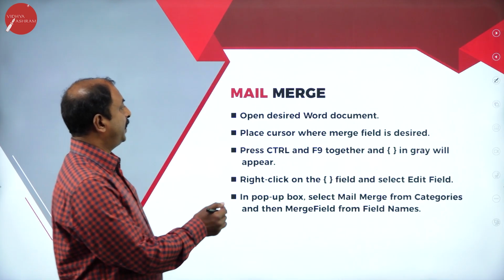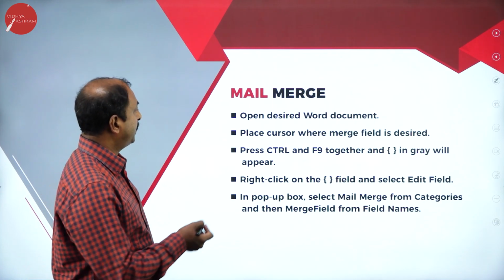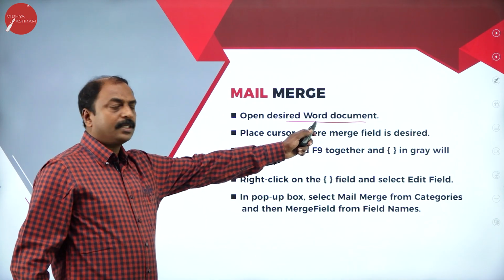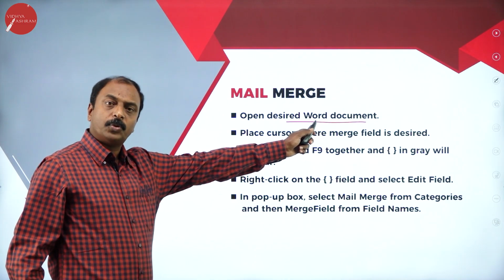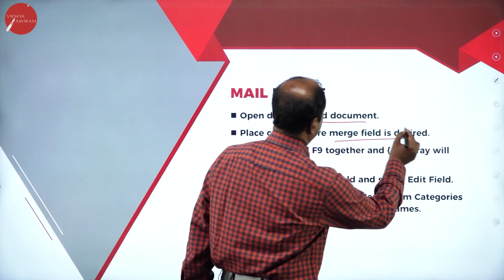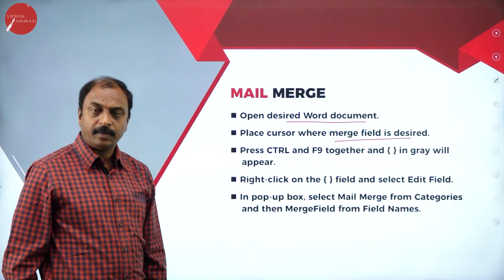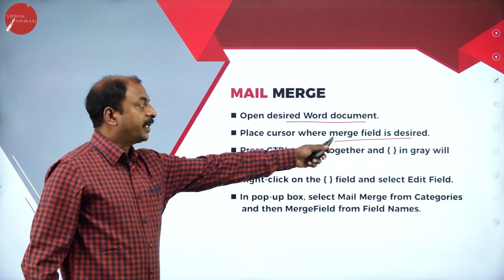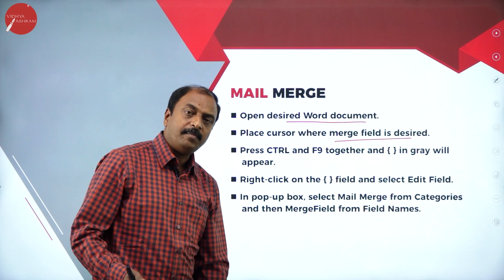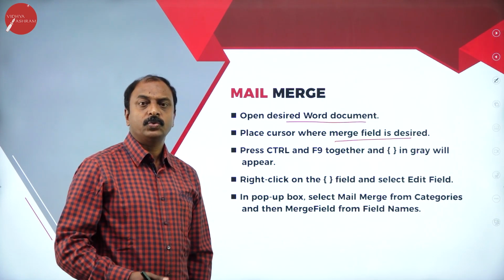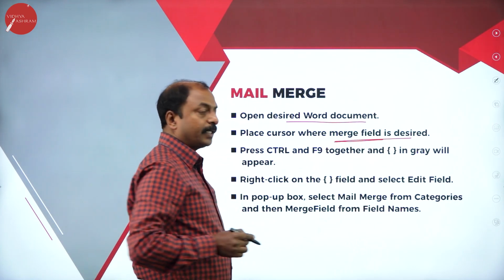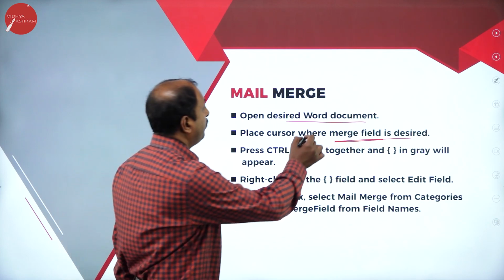So how do we work with mail merge? Here are the steps. First, open the designed Word document, the letter or document to be sent, and place the cursor where the merge field is desired. With the help of mail merge, we can insert the merge field. The merge field can be your name, address 1, address 2, PIN, phone number, etc. They are called merge fields. The required merge fields have to be inserted in the main document.